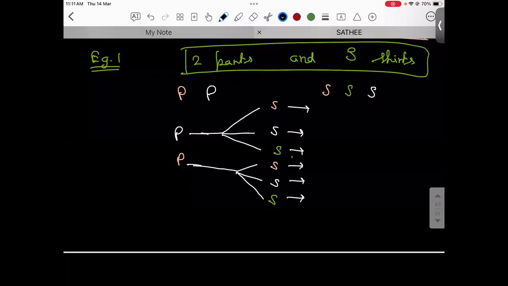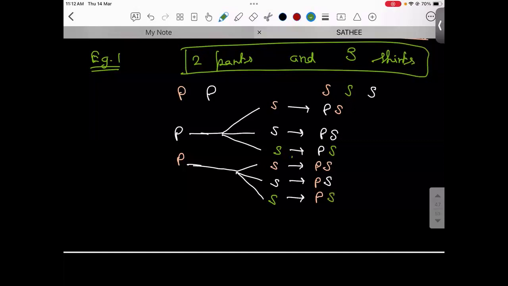We obtain, first one is white shirt, red pant. Second one is white shirt, white pant. Third one is white pant, green shirt. Then red pant, red shirt; red pant, white shirt; and red pant, green shirt.